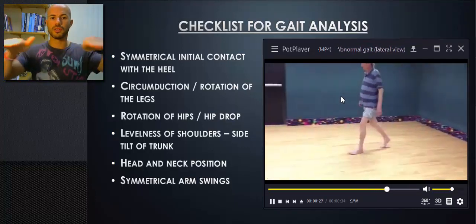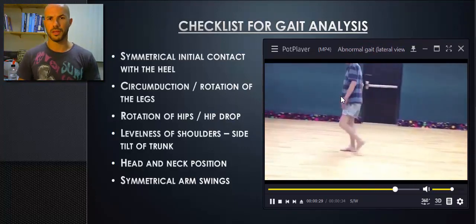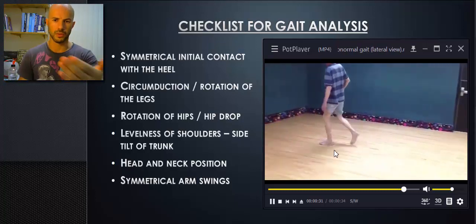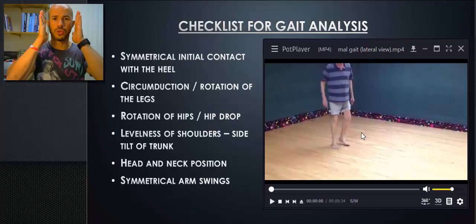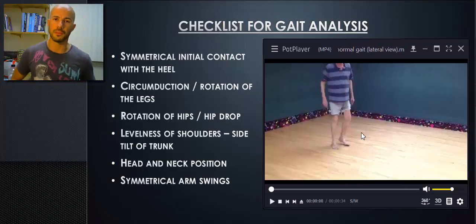Are the shoulders level? We can't really tell from the sagittal view because we're on the side now during his walk. We should also check the head and neck position. The hip drop will also affect the head position as well. And then we can check if the arm swings are symmetrical or not.